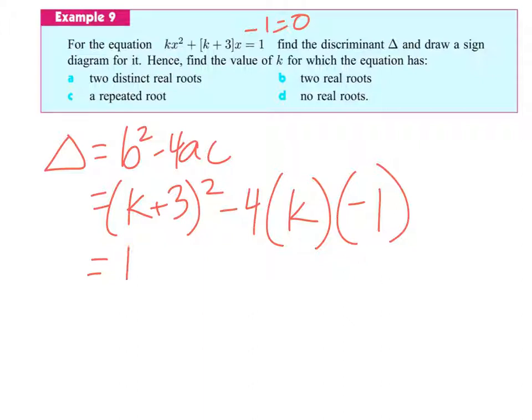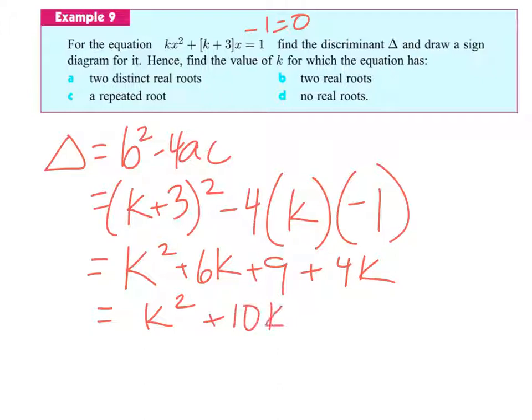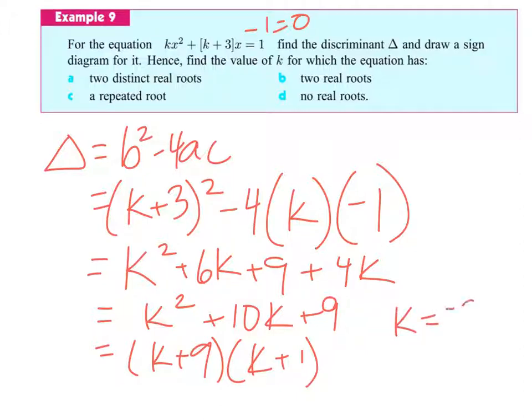And so I get that the discriminant is k squared plus 6k plus 9 plus 4k, giving me k squared plus 10k plus 9. So once I have that, I'm comparing it to 0. I want to know when it is greater than 0, when it is less than 0, when it is equal to 0. So I'm going to go ahead and factor this: k plus 9 times k plus 1. And the discriminant will equal 0 when k is equal to negative 9 or negative 1. So now, in order to answer all of these questions, we need to make a sign diagram.